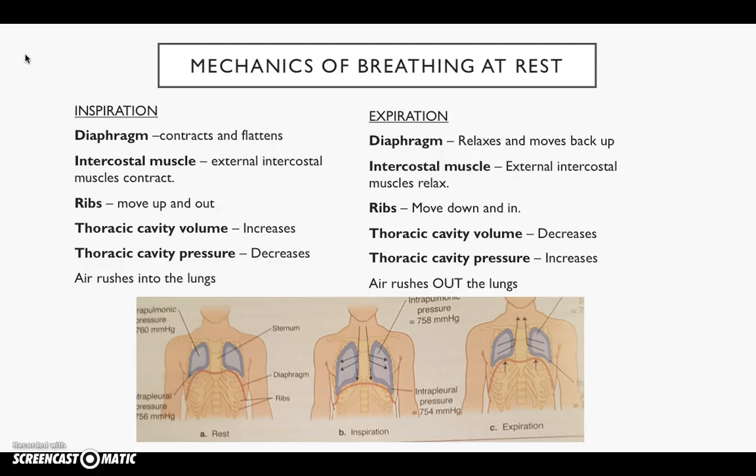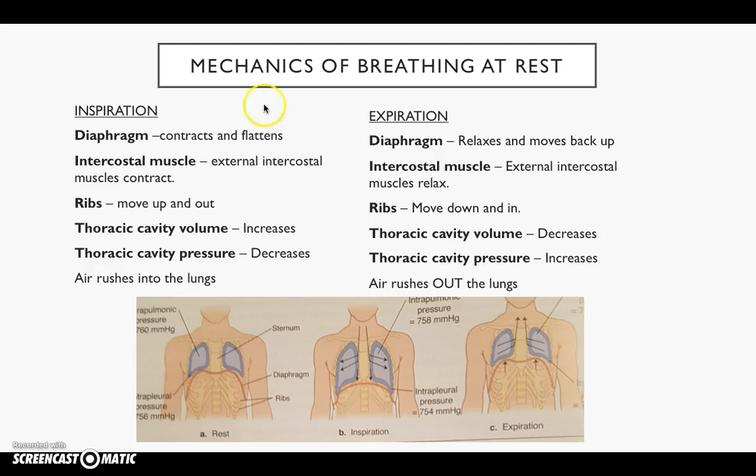Right, okay, so mechanics of breathing at rest. What happens? The diaphragm contracts and flattens. This is when we're breathing in. Breathing in, inspiration, is an active process. Our muscles contract. So the diaphragm contracts and flattens. The external intercostal muscles contract. Ribs move up and out. Thoracic cavity volume increases. Thoracic cavity pressure decreases. Air rushes into our lungs.